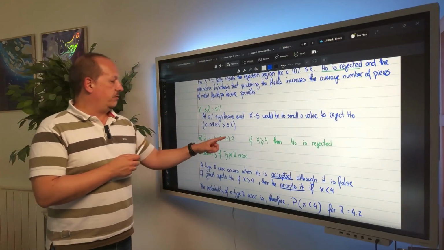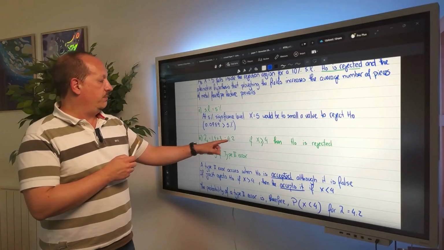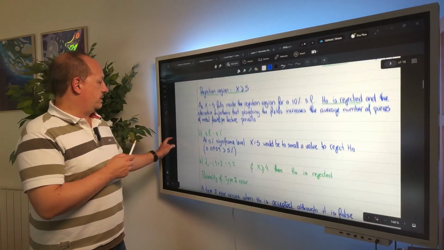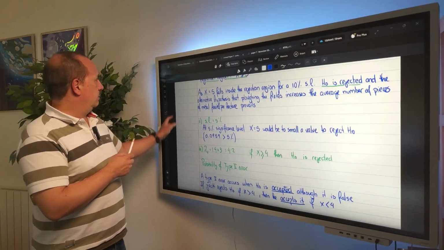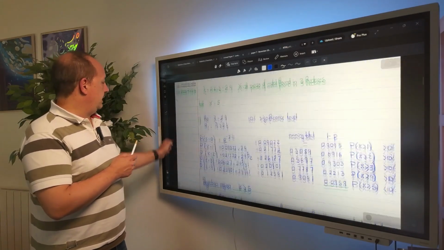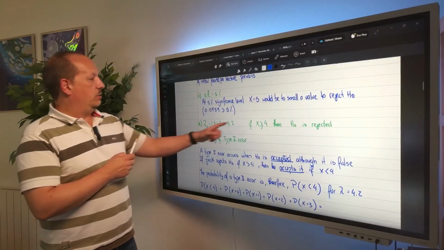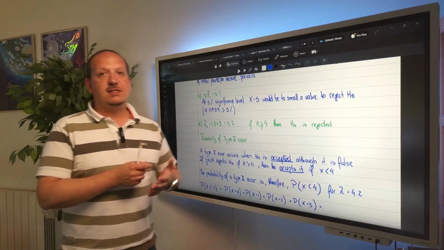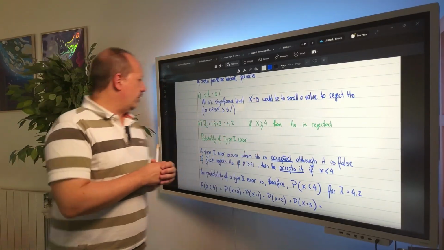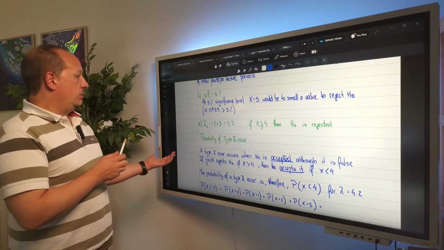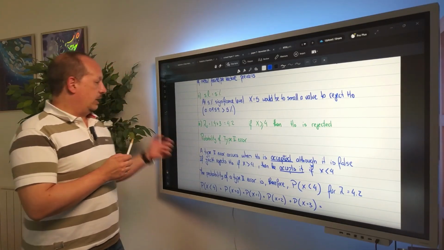As you can see here, the value of lambda has changed. Okay, the number of pieces found per hectare is no longer 0.8, it is 1.4. So you have 4.2 pieces in every 3-hectare area. And the probability of the type 2 error is what?